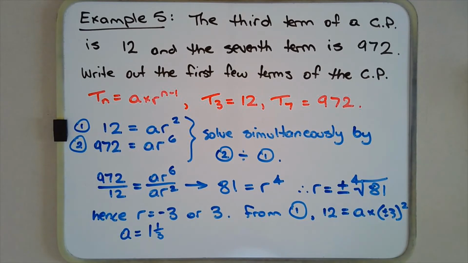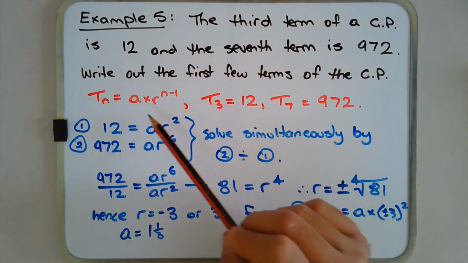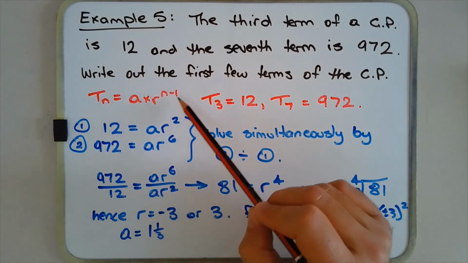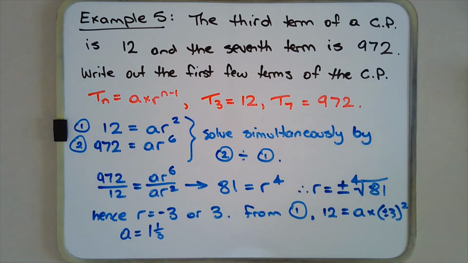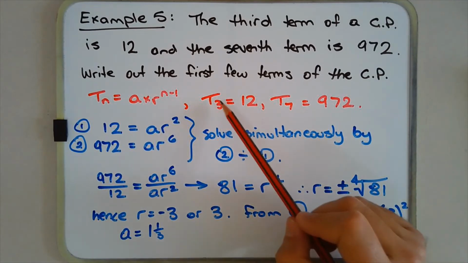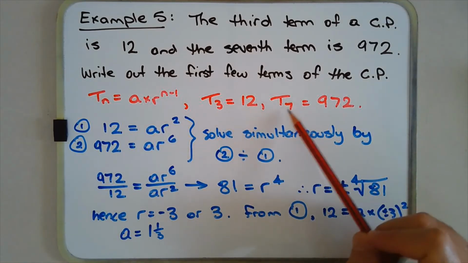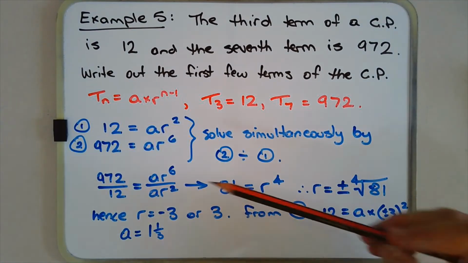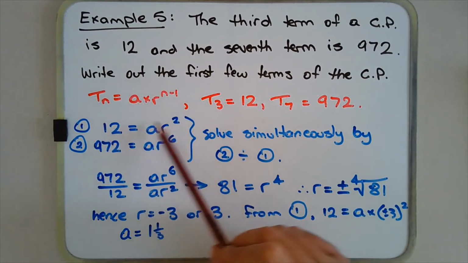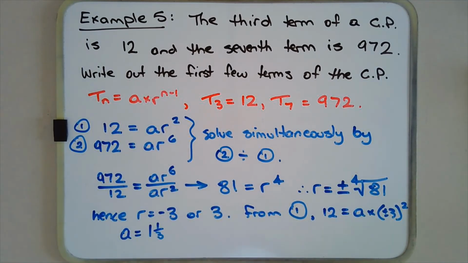Example 5. The third term of a geometric progression is 12 and the seventh term is 972. Write out the first few terms of the geometric progression. Now we'll use the formula for the nth term of a GP, Tn equals a times r to the power of n minus 1. And we have two known terms in the sequence. So we have the third term, T3 is equal to 12, and we have T7, the seventh term, is equal to 972.